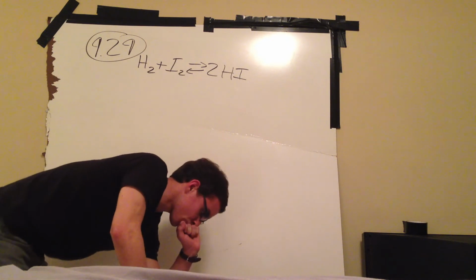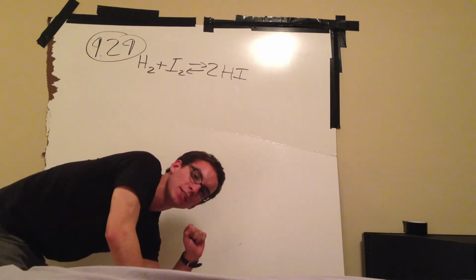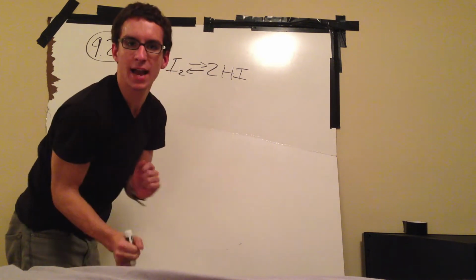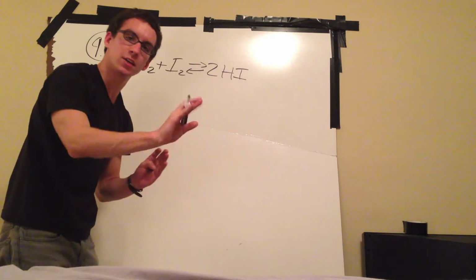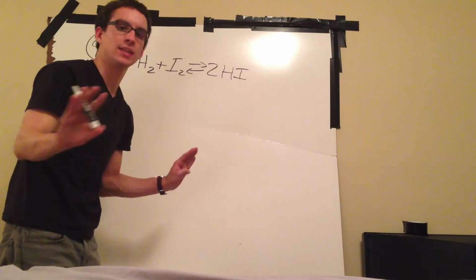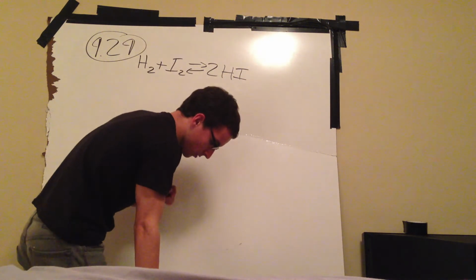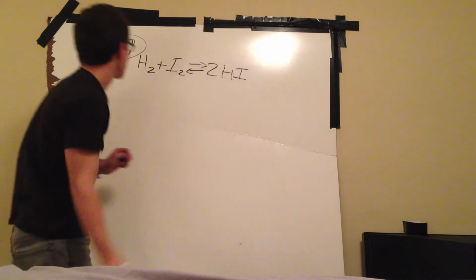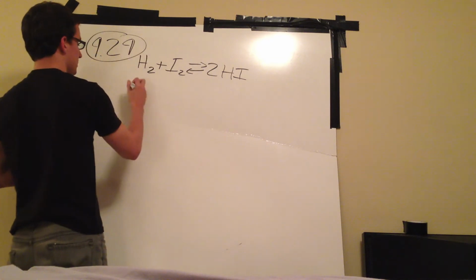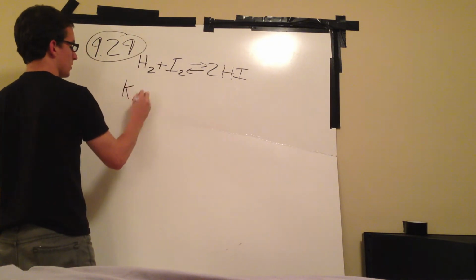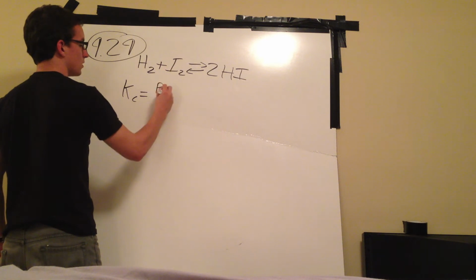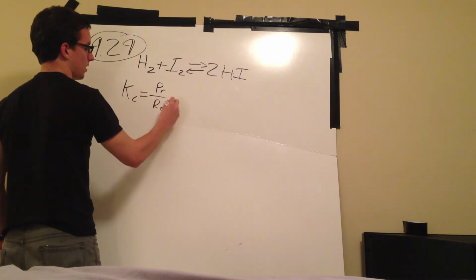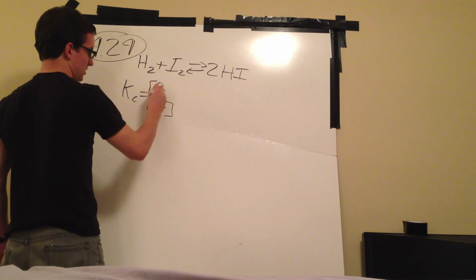Alright, so, see that 425 degrees Celsius? Doesn't matter. Go ahead and delete that from the question. It literally does not relate to anything. So, let's continue on. It asks us for the concentration of H2. So, we have to use our Kc formula for this. Kc, as we all know, is products over reactants. That is the formula for Kc.